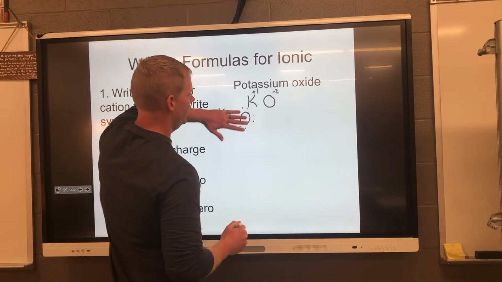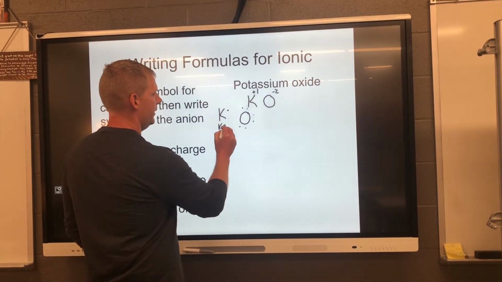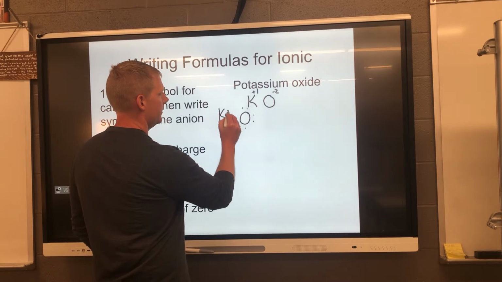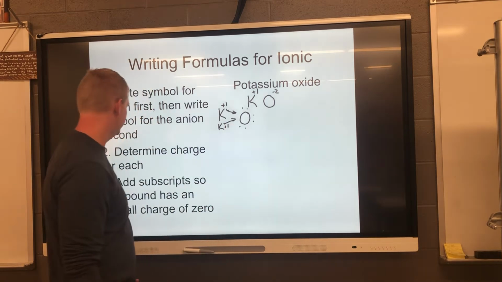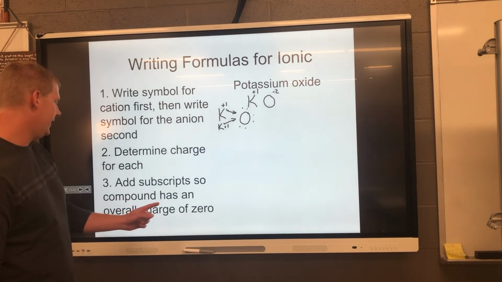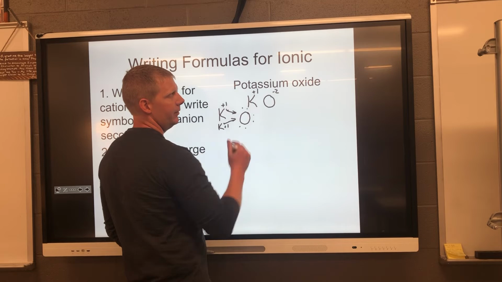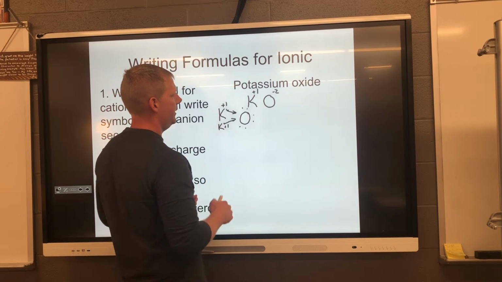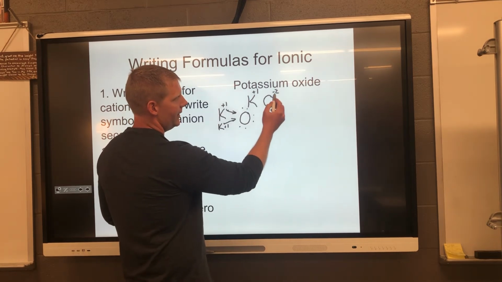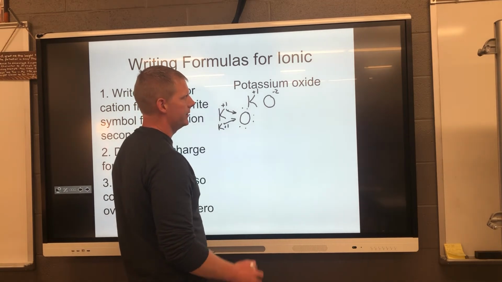So how we're going to do this, again, you don't have to draw out the electron dot diagrams. If that helps you, you can, because then you can see, oh, I need another potassium to finish off to make this oxygen happy. It says add subscripts so the compound has an overall 0 charge. If I have a positive 1 and a negative 2, that's not an overall charge of 0 yet. So I actually need 2 atoms of potassium. What works a lot of times is to just bring these charges and cross them, and that's going to give you your subscripts.